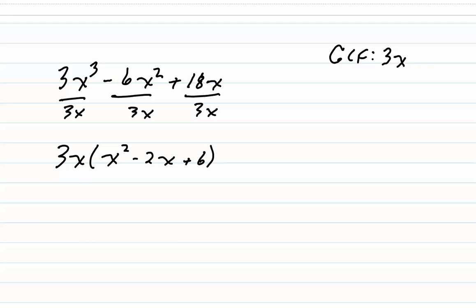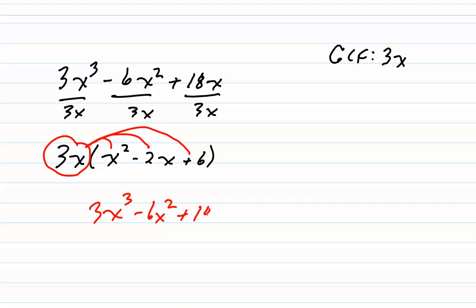Now, if you divide two numbers, we know we can check that division by multiplying. We can do the same thing with factoring. If we take this 3x, we can multiply it by each item inside the parentheses to make sure that we have factored it correctly. So this becomes 3x cubed minus 6x squared plus 18x, and it checks out.